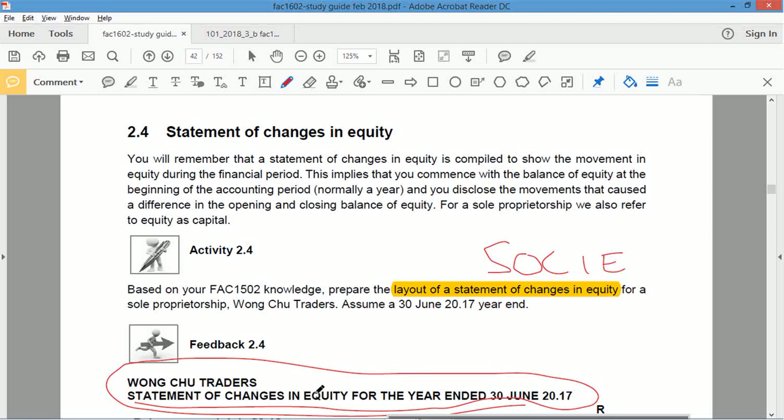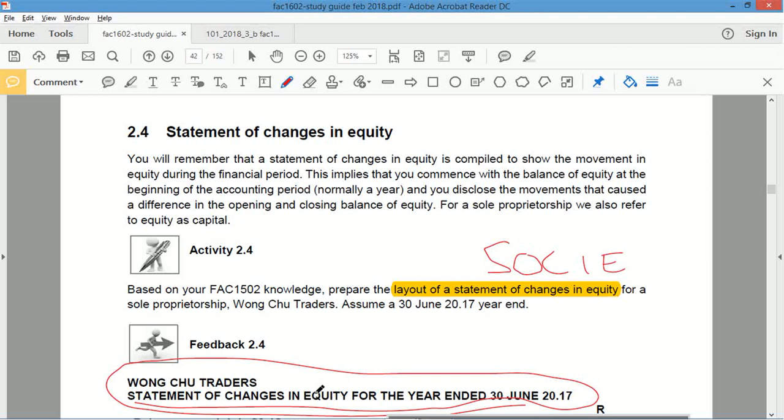What's the first line item in a statement of changes in equity? Balance, at the beginning of the year. And then you've got one at the end of the year as well. And then what could you have in the middle? What affects the capital contribution? Yes, so additional capital contribution, good. You would just write it down as is and then whatever the amount is. So we'll put amount.